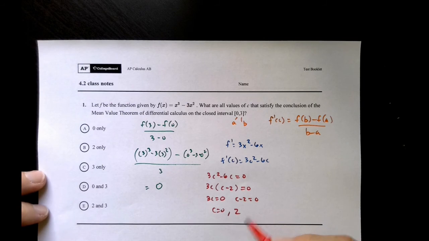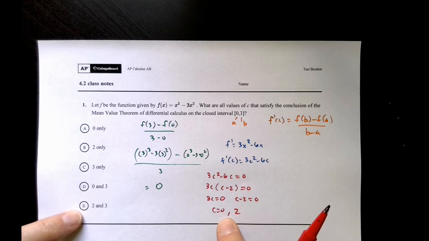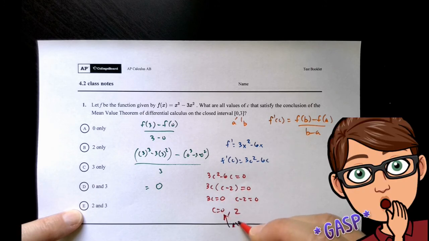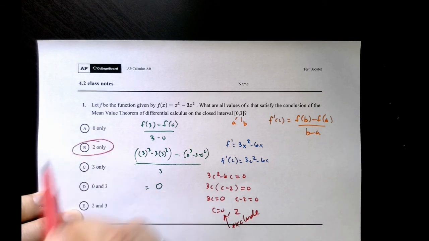So let's go back to our problem. We have 0 and 2. We look at our answer choices and we see, wait, we have two answers. That's a sign to go, wait, 0 is one of my endpoints, so we exclude this one, because that's not what the mean value theorem says. That means 2 only is our answer.